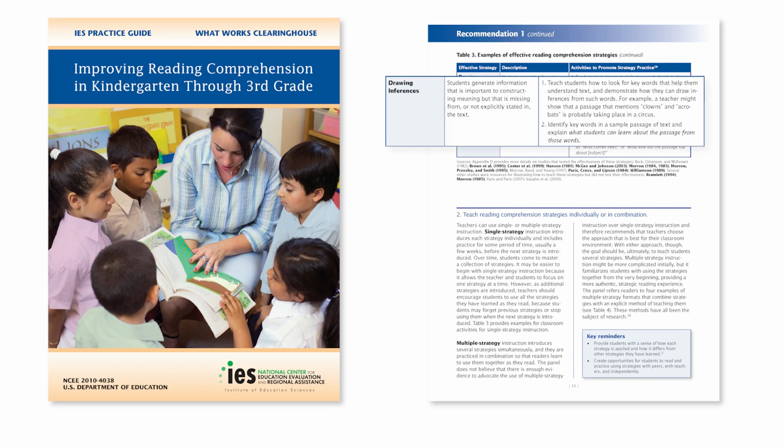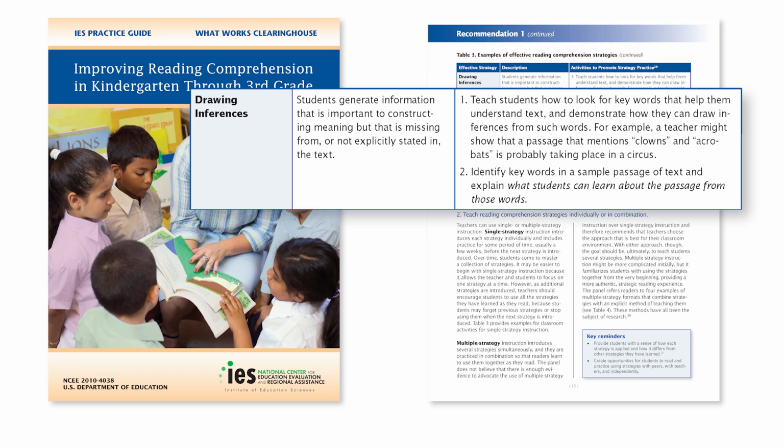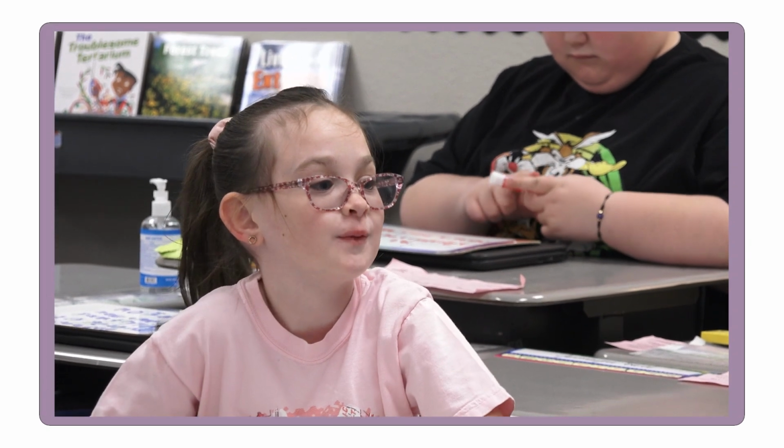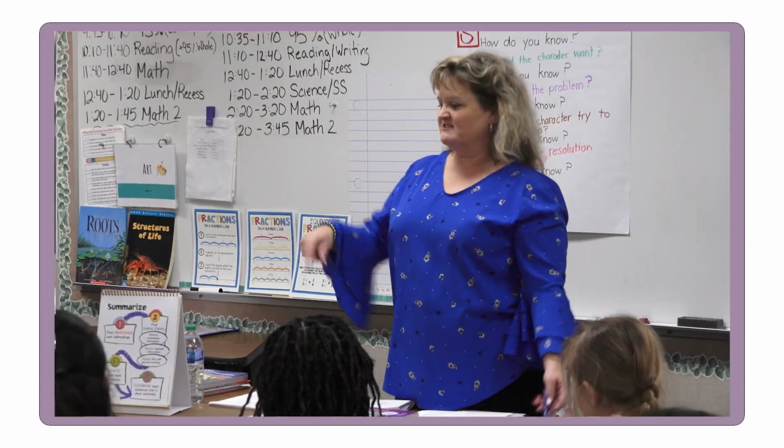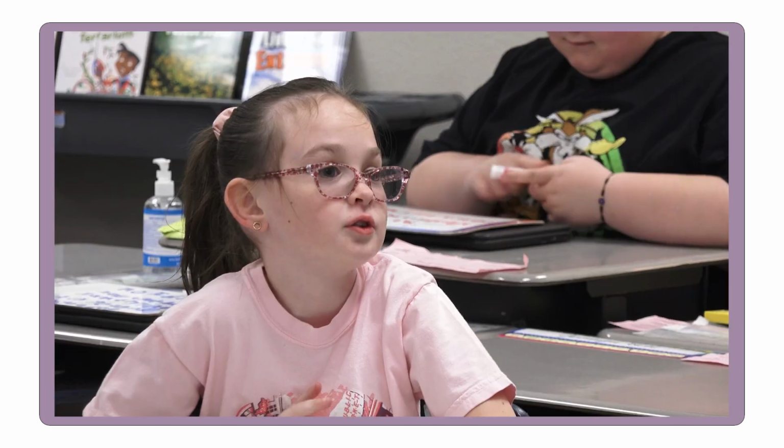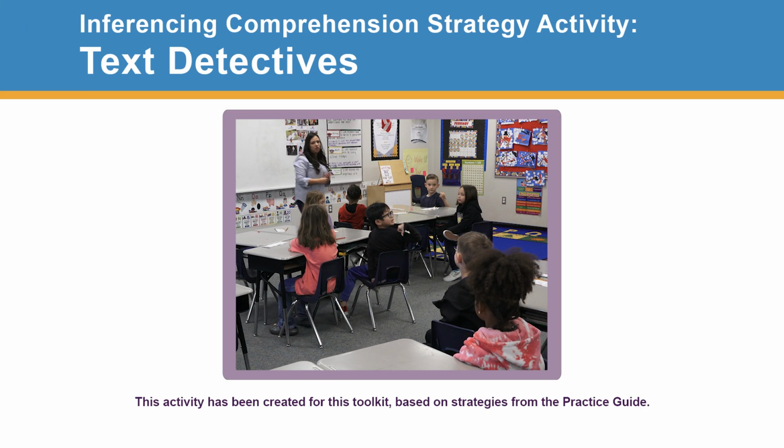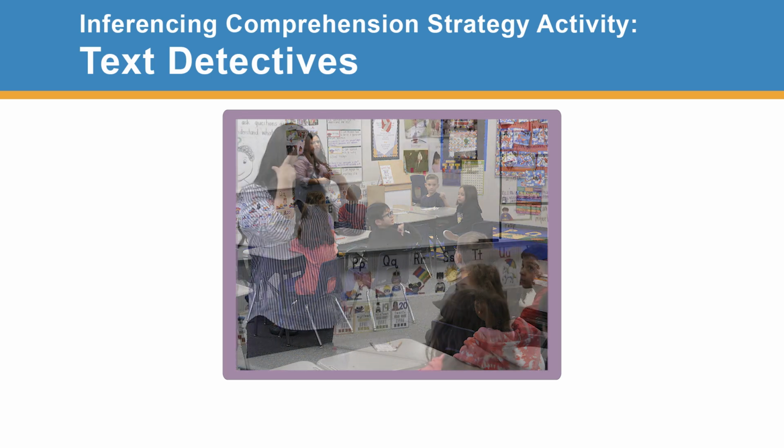There are a few suggestions for supporting students' use of inferencing in the practice guide on page 13. These activities can help support you in practicing the strategy with your students. Here is another way, beyond the activities outlined in the practice guide, to engage your students in the strategy of inferencing. This activity is called Text Detectives, and it will give students more practice drawing inferences. These activities can be differentiated for kindergarten through 3rd graders.